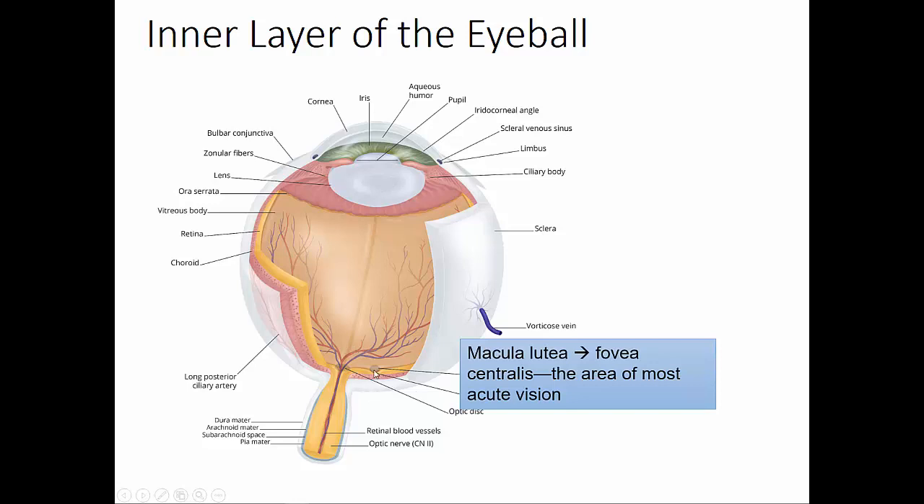And within the yellow spot is this tiny little region, about 1.5 millimeters in diameter, the fovea centralis, which basically means in Latin the central pit. That is the area of most acute vision, and this is where you have an especially high density of these special cones.